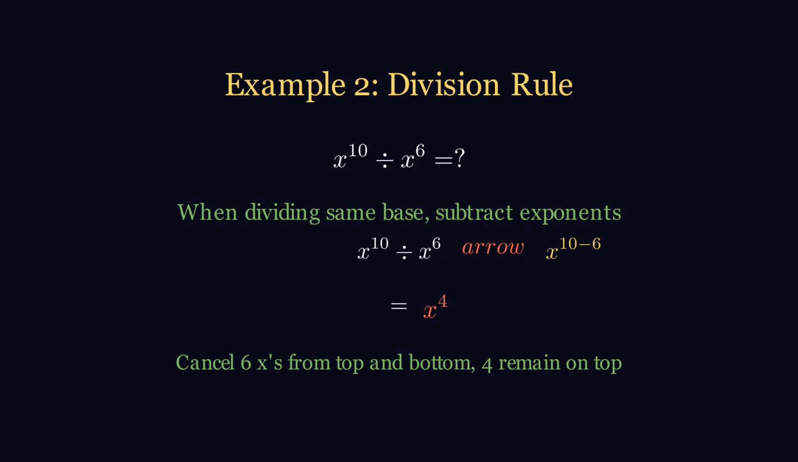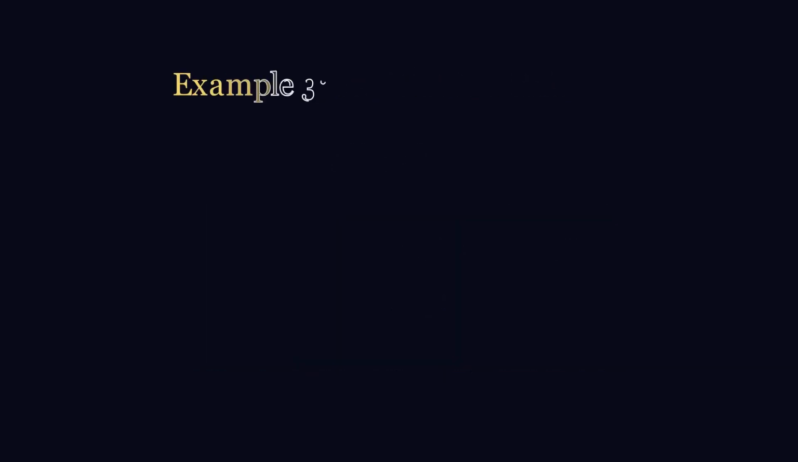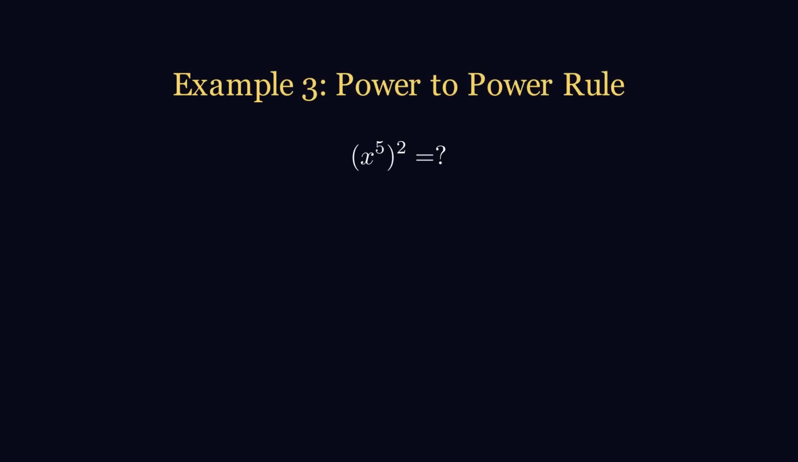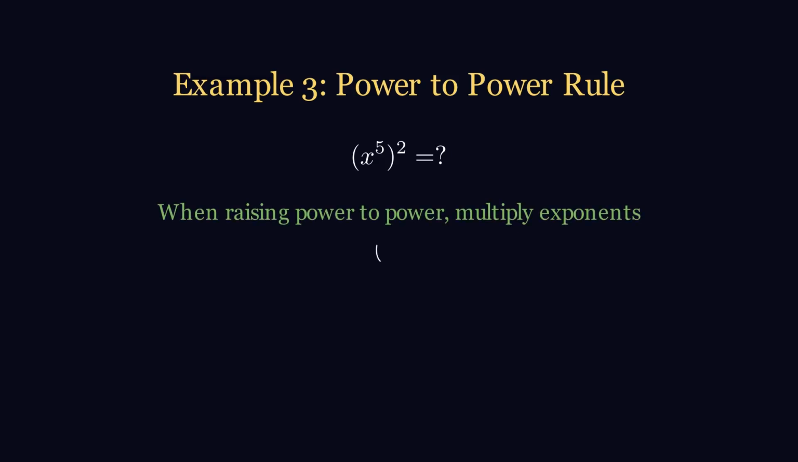Here's another important concept to master. What happens when we raise x to the 5th power to the 2nd power? This is called raising a power to a power. In situations like this, you need to multiply the exponents. 5 times 2 equals 10. So x to the 5th raised to the 2nd power equals x to the 10th power.